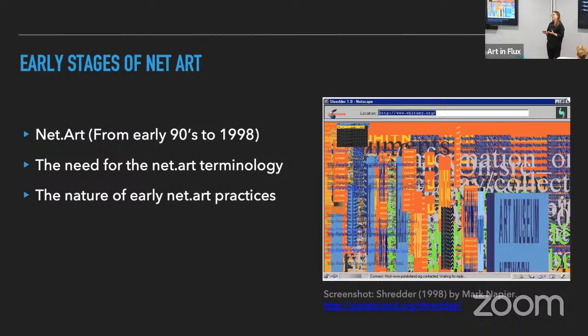This work, for example, from Mark Napier is called The Shredder, and basically I probably can't use the internet here, or can I? I don't know. I bet not. So basically, it's still working, you can still use that artwork, which is amazing, you can still play with it. And if you put any address into the search bar here, it will literally shred the website. Make a Google search, for example, look exactly the same. And well, for those few years of the internet growing, it was all about how we can manipulate the net.